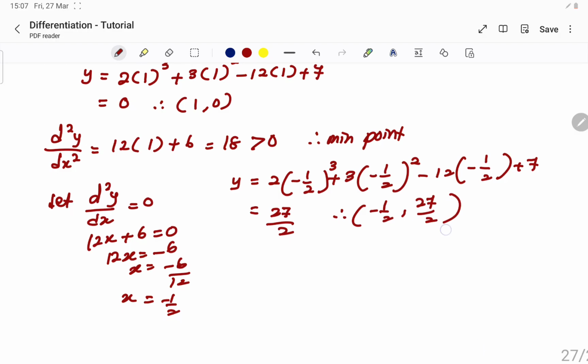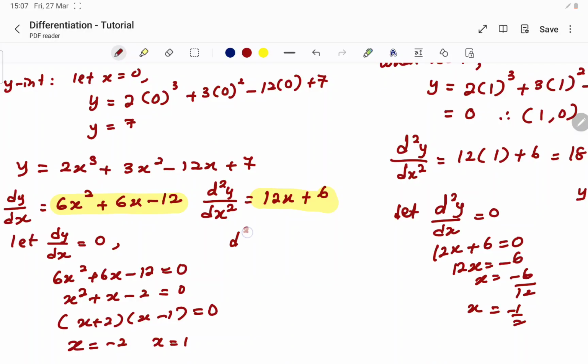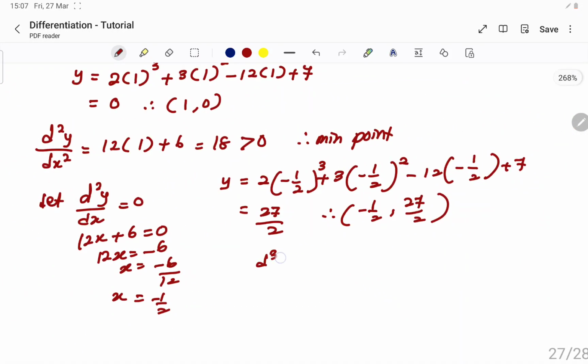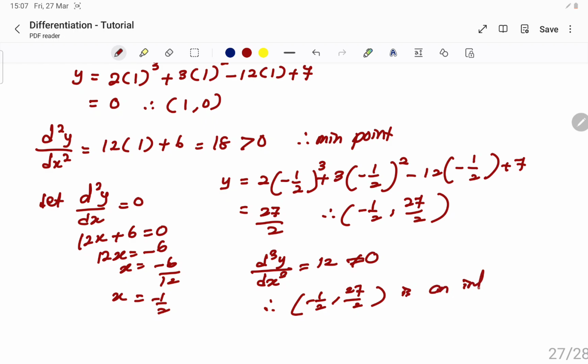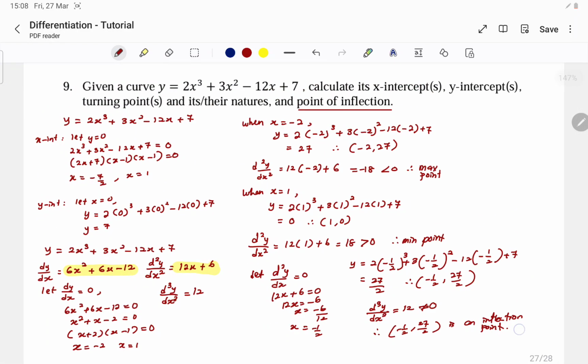We don't know whether it is an inflection point or not, so we differentiate the third time. Since d cubed y over dx cubed is equal to 12 when we differentiate, which is not equal to 0, then (negative 1 over 2, 27 over 2) is an inflection point. Okay, that's it for question 9.